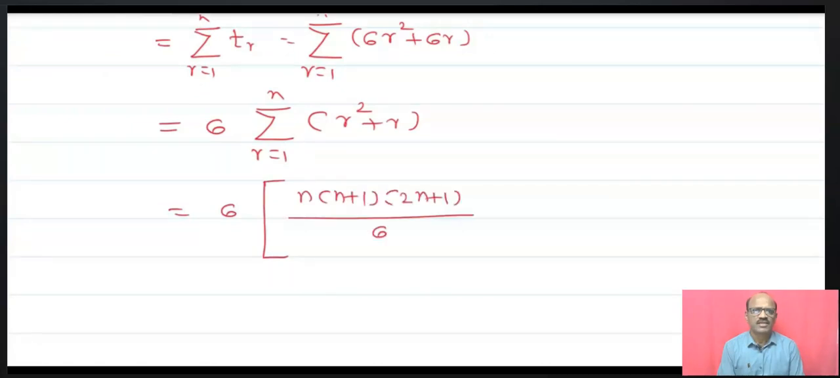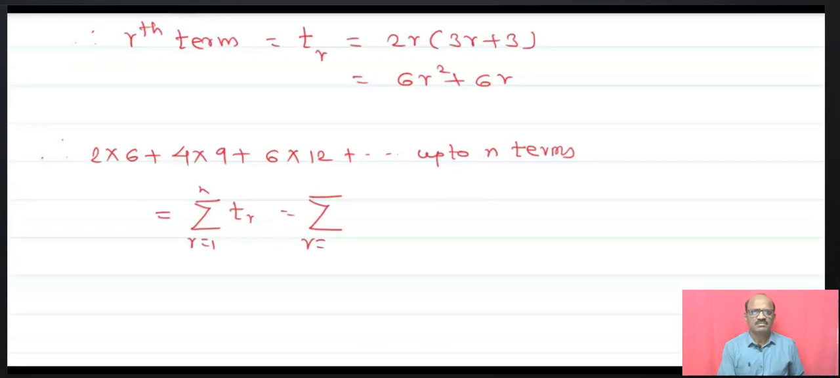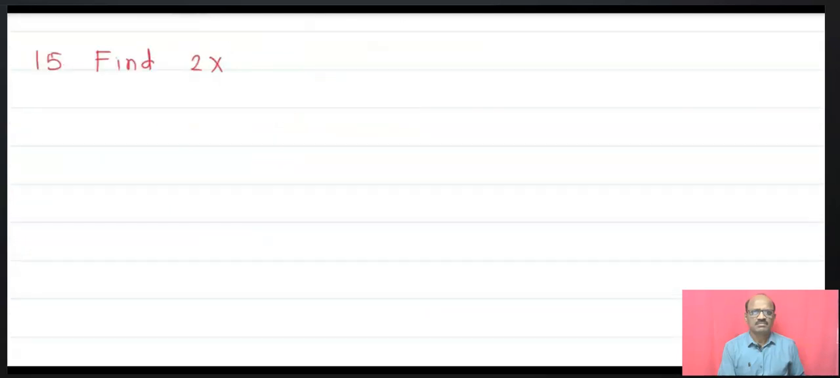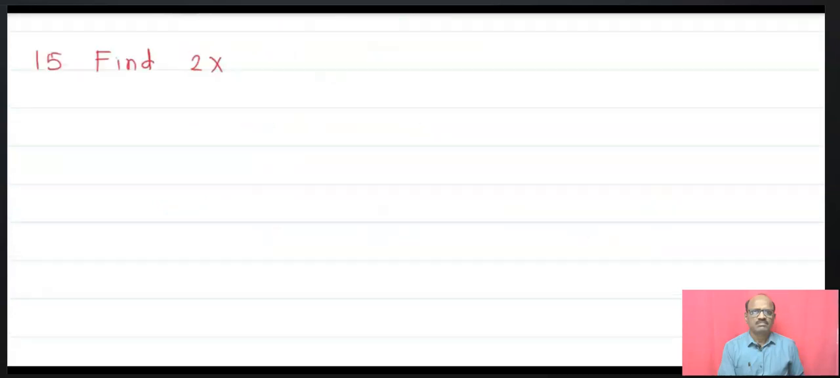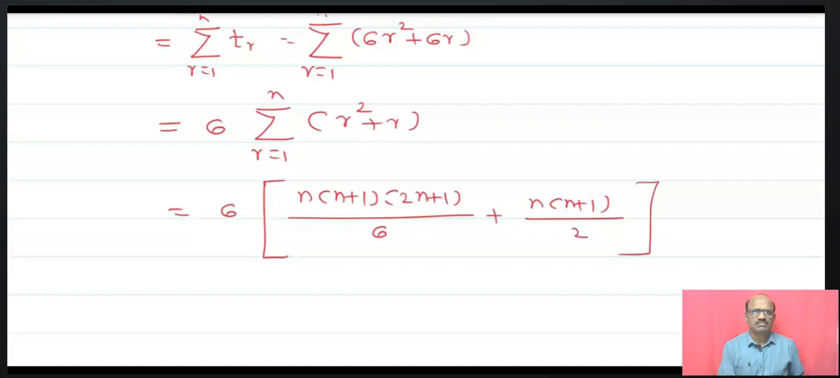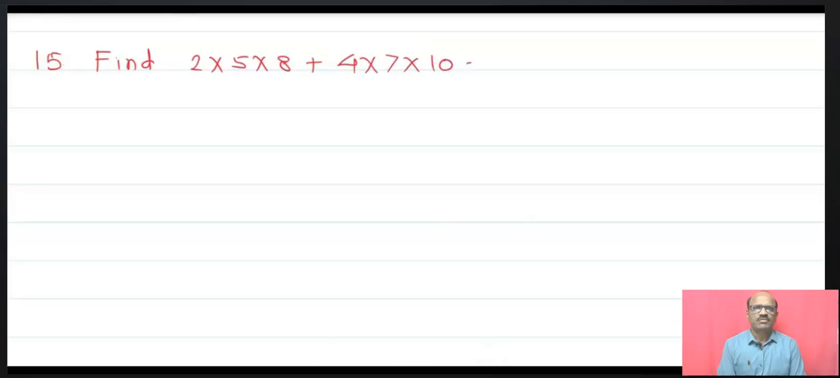That is a summation of the formula n into n plus 1 into 2n plus 1 upon 6 plus summation of r is n into n plus 1 upon 2. Now, I will show you again that the last term, this is the last one. It goes directly. Now the question number 15, find 2 into 5 into 8 plus 4 into 7 into 10 plus 6 into 9 into 12 and dash dash up to the nth terms.